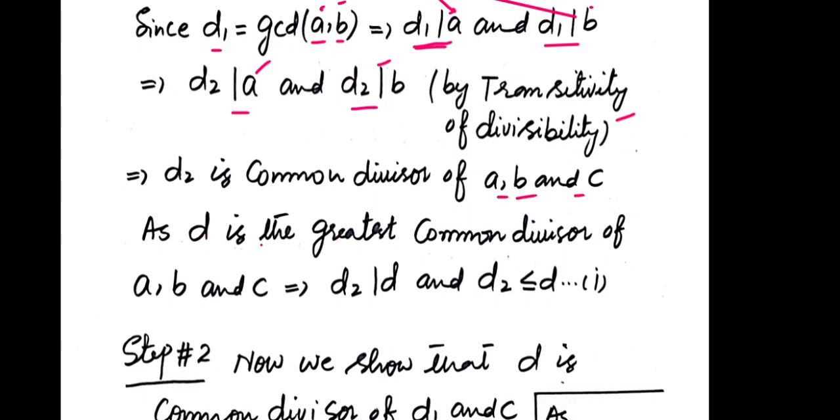As D is the greatest common divisor of A, B and C, we know a common divisor always divides the greatest common divisor, and because the common divisor is a divisor and the greatest common divisor is a dividend. Greatest common divisor is a dividend and common divisor is a divisor. Divisor is always less than or equal to dividend. So D2 is less than or equal to D here.